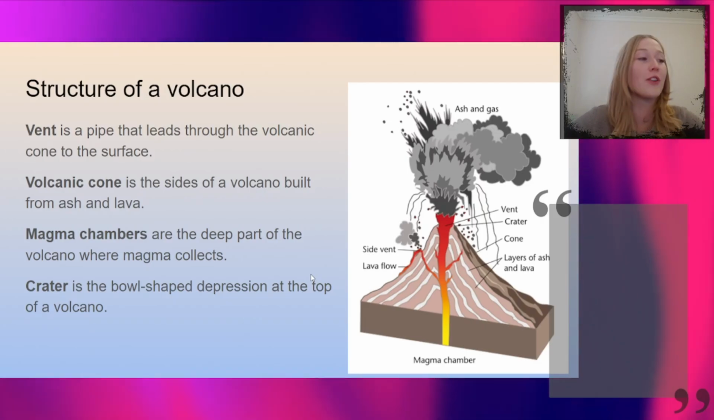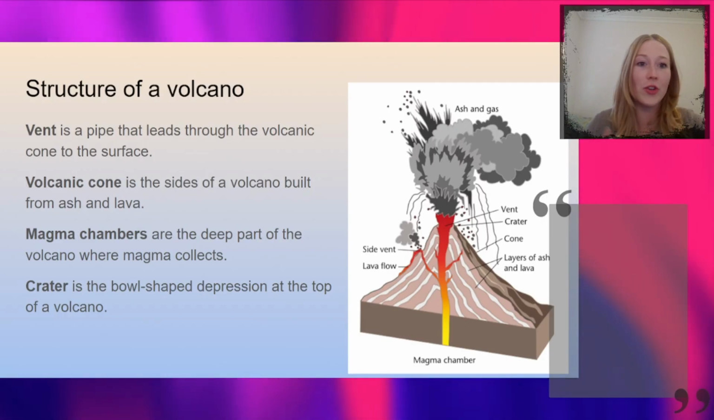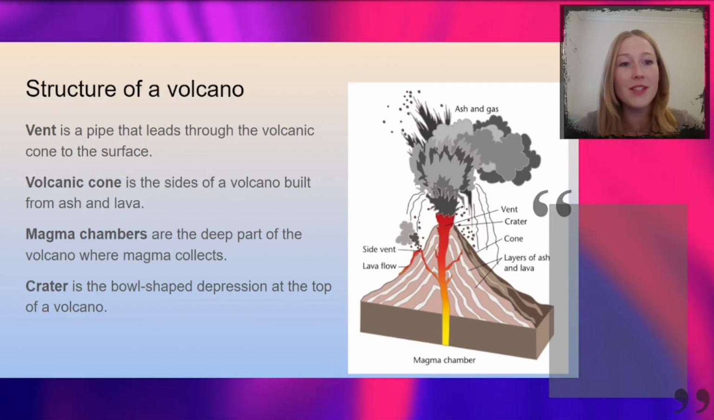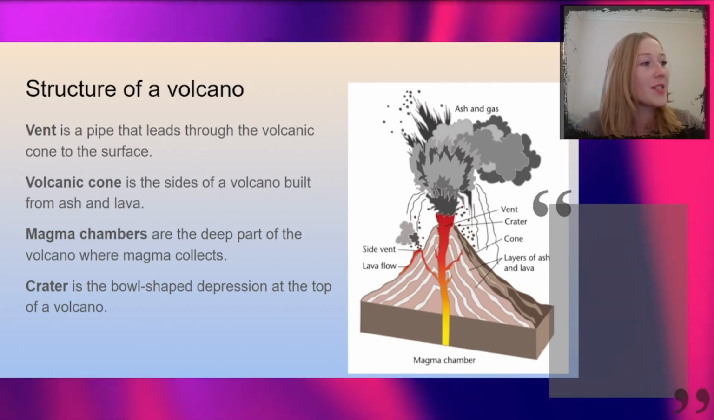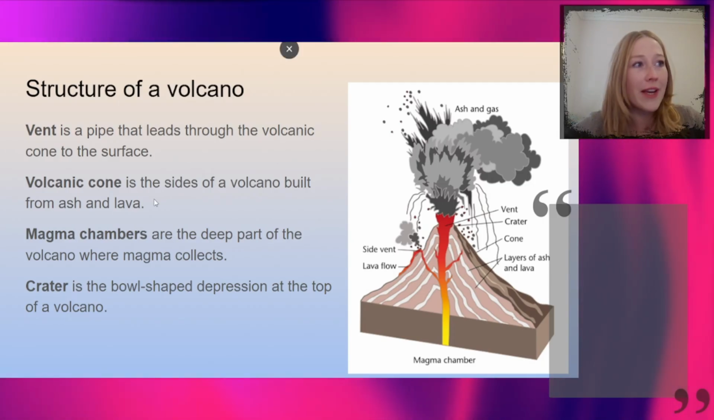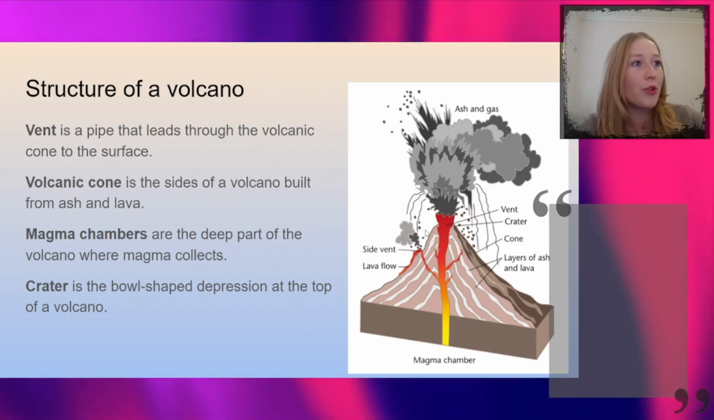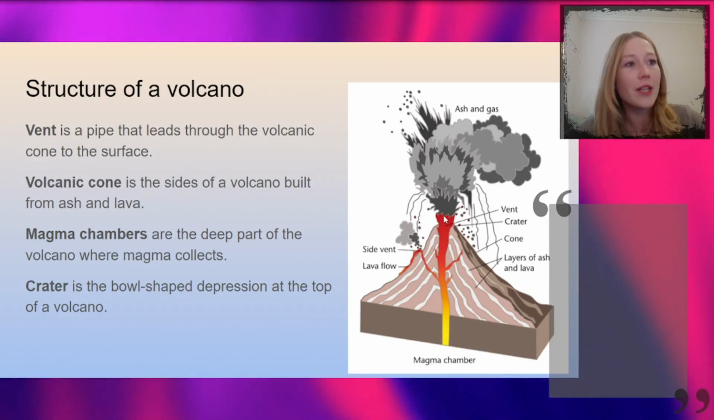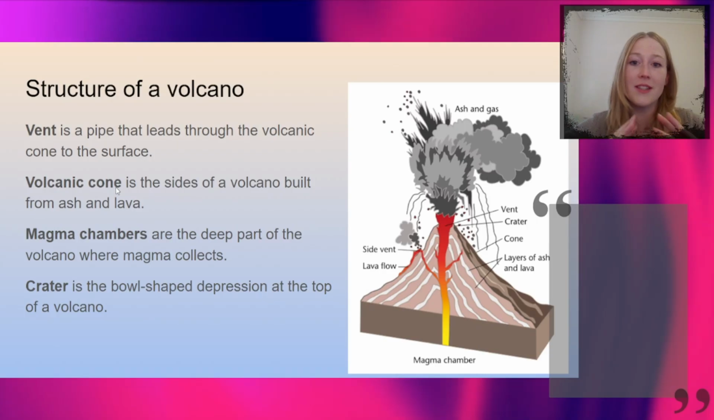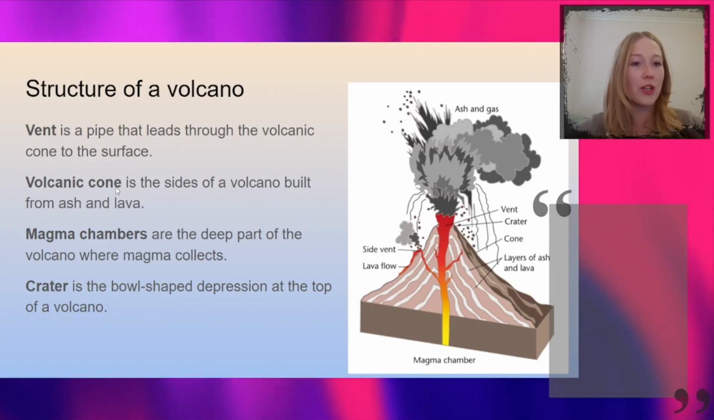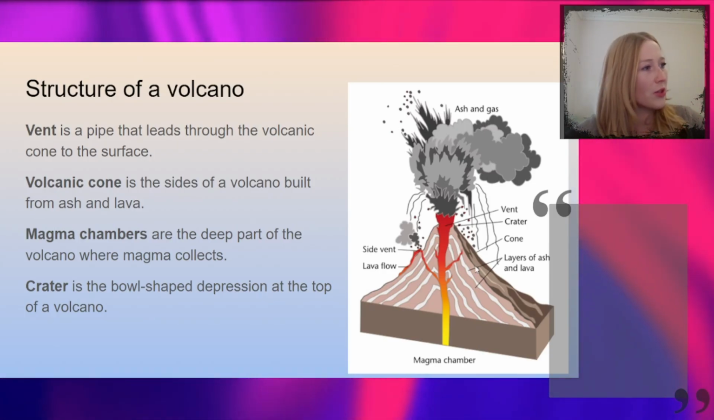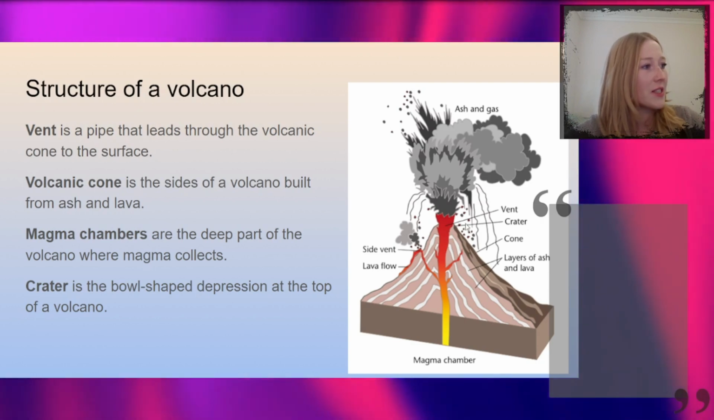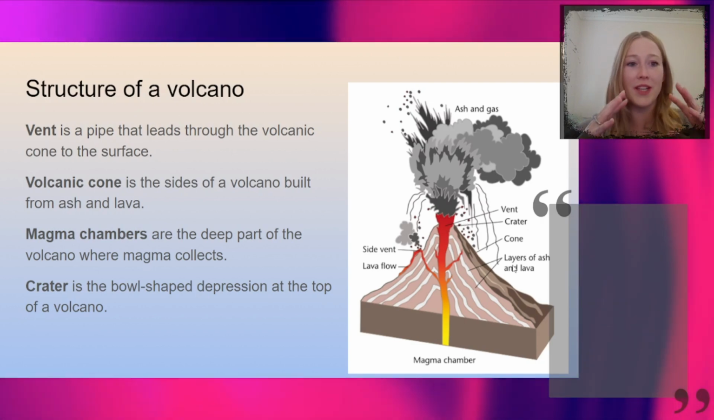Okay, the structure of the volcano. So even though volcanoes come in all different shapes and sizes, they still have a very similar general structure. A vent is a pipe that will go through the volcano to the surface. See over there or over there. The cone is the general structure, or I don't want to say it's the sides, it's basically the pieces that keep it all together.